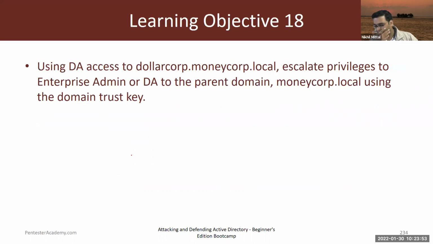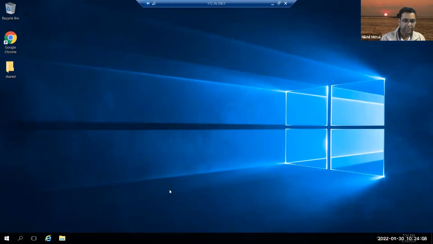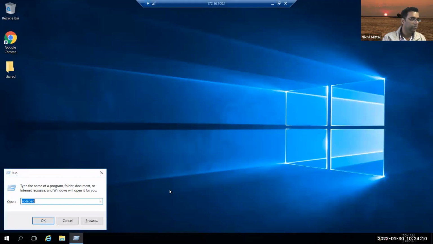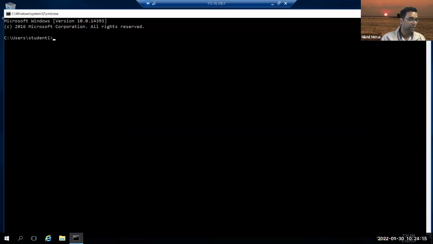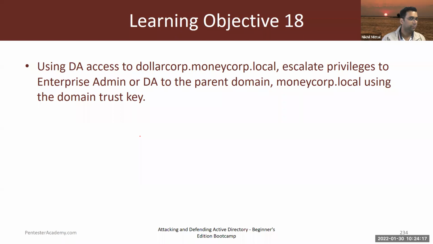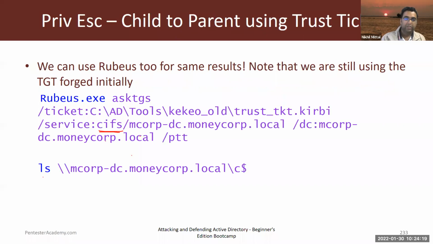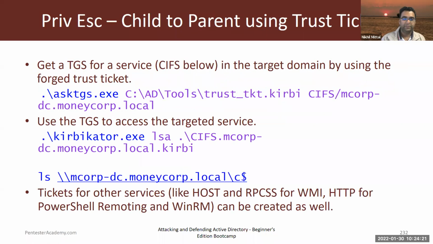All right, and that would be learning objective 18. Using DA access to $corp, escalate privileges to enterprise admin into the parent domain using the domain trust key. So let's try it. The question is, why use one or the other? I assume that's about the service. Okay. So why use Rubeus or Kekeo?